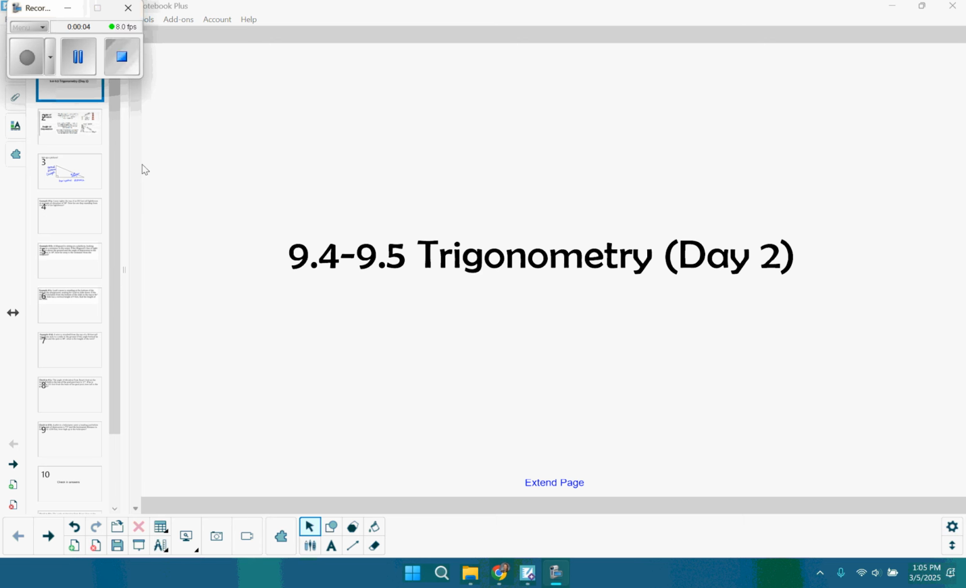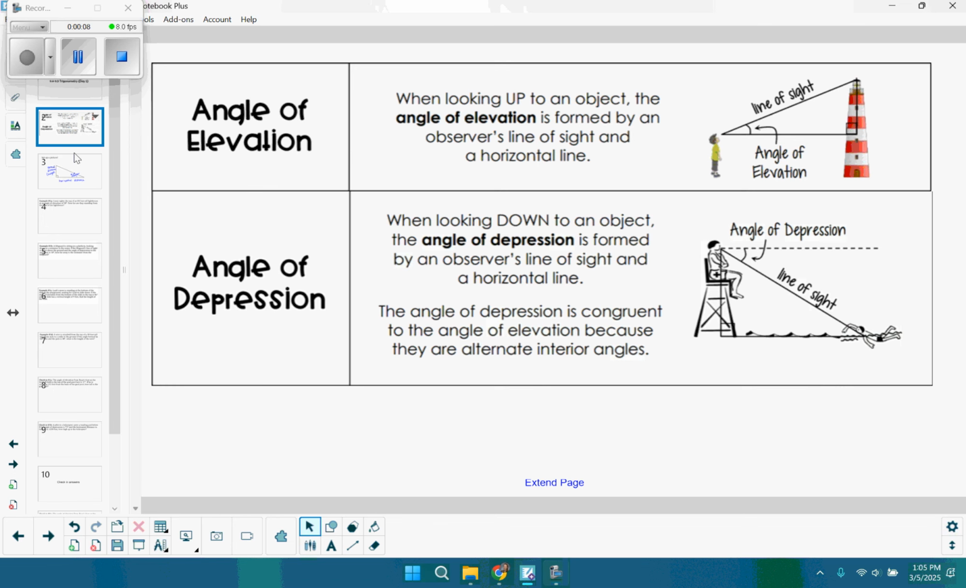This is the second day of sections 9.4 and 9.5. We're still talking about trigonometry. So we're going to talk about word problems today. And there are two phrases we're going to use, angle of elevation and angle of depression, when they're describing a word problem.